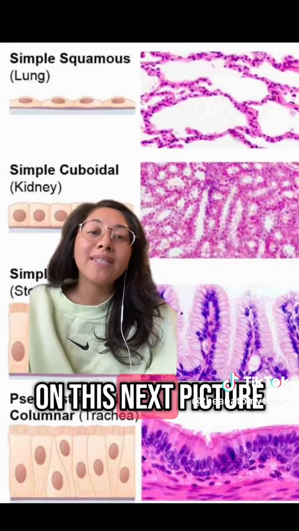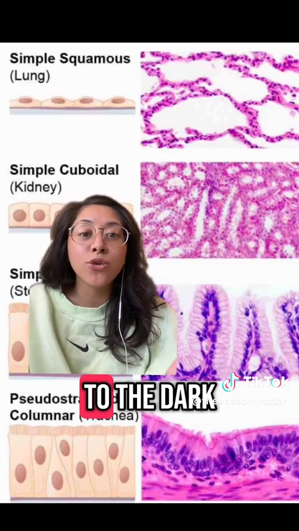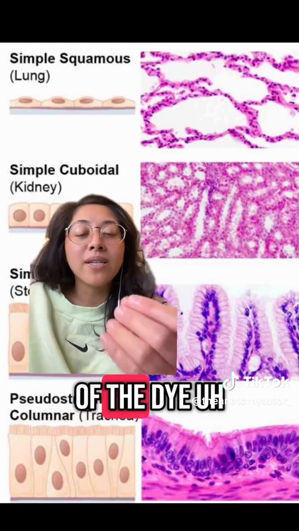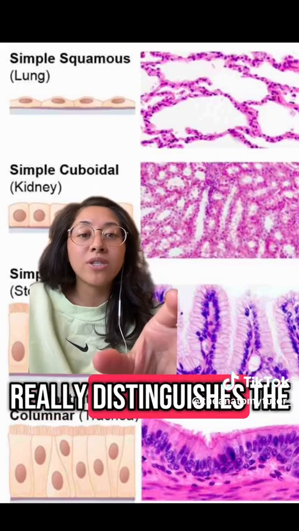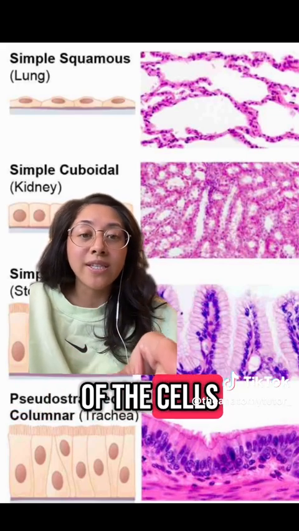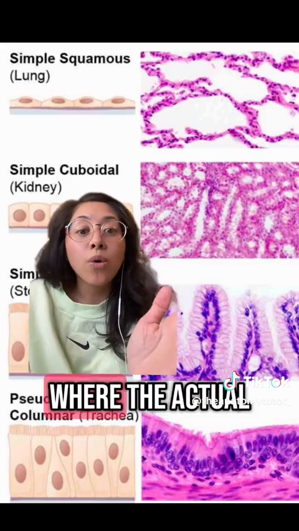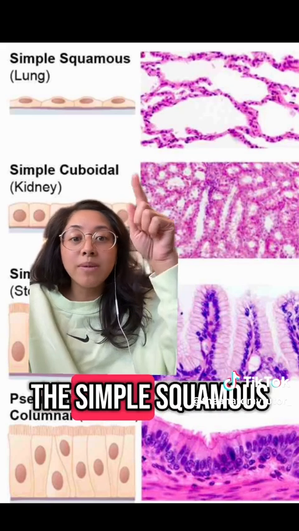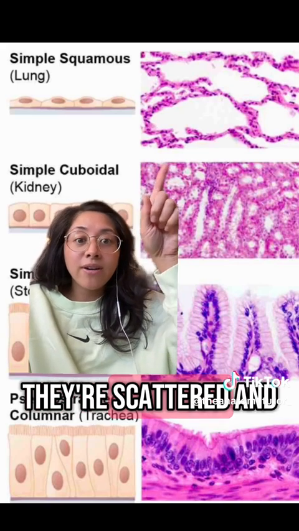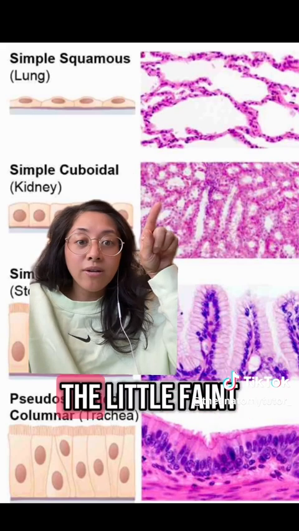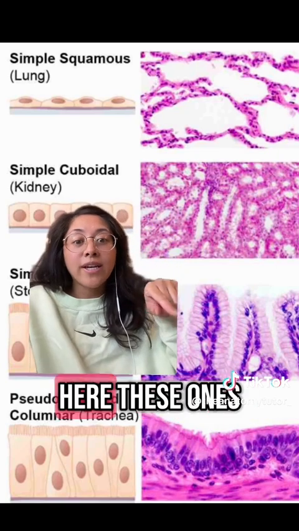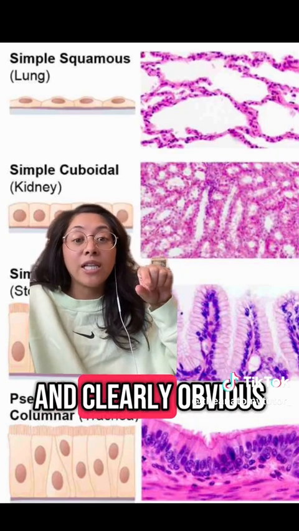I zoomed in on this next picture so we could draw your attention to the dark purple dots. Those are all nuclei. The pigment of the dye really distinguishes the nucleus for each of the cells, which makes it easy to notice where the actual epithelial cells exist. And so with the simple squamous, they're scattered, and there's also the little faint, more lavender versus fuchsia colored. And then over here, these ones are really nice and clearly obvious.